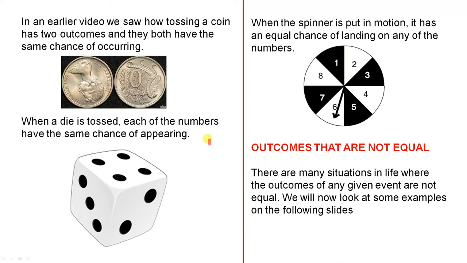When a die is tossed, each of the numbers have the same chance of appearing. That is, the probability that a 2 appears is 1 over 6, and that's the same for every other number. When the spinner is put in motion, it has an equal chance of landing on any of the numbers. So the probability that it will land on any one of those numbers is 1 over 8. And the probabilities are all the same.